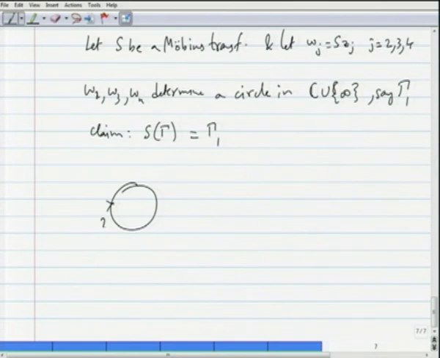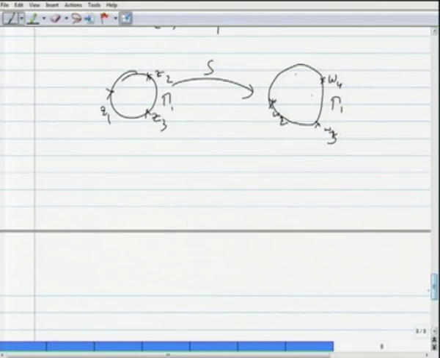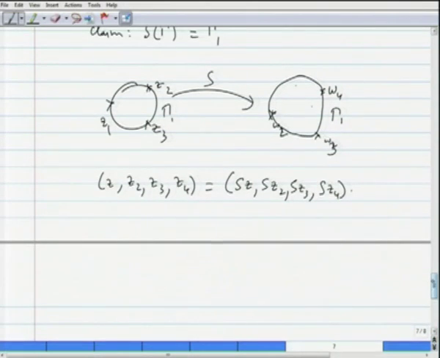So here are z1, z2 and z3 on a circle, and all we know is that the image of these three points is W2, W3, W4. And there is a circle which passes through these three. This is gamma 1. The claim is that S maps exactly that circle onto that circle. Now, the proof is very easy using that other proposition. The cross ratio z, z2, z3, z4 is equal to the cross ratio S z, S z2, S z3 and S z4. By a previous proposition, we saw this.